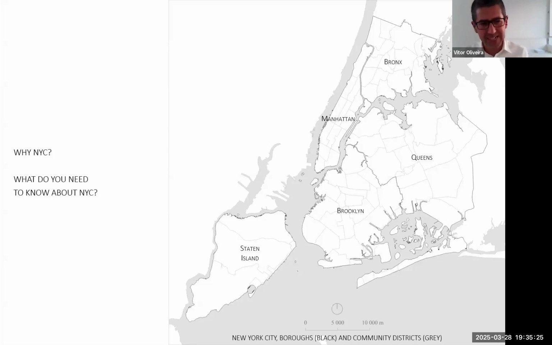As I am analyzing New York, what do you need to know about the city not to get lost? The city is divided into these 5 boroughs: Bronx, Brooklyn, Manhattan, Queens, and Staten Island. Each borough is divided into community districts, these thin gray lines that you see within the boroughs. Each community district is divided into neighborhood tabulation areas, and each tabulation area into census blocks and census groups. And I'm going to mention these names throughout the presentation.